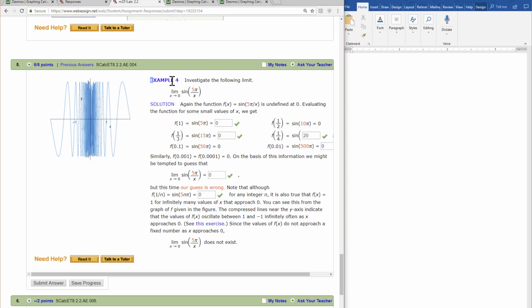You can take a look at the textbook in section 2.2, example number 4. You'll see something similar to this. So next time you run into one of these problems, you can check that out. Okay, I hope that helps.